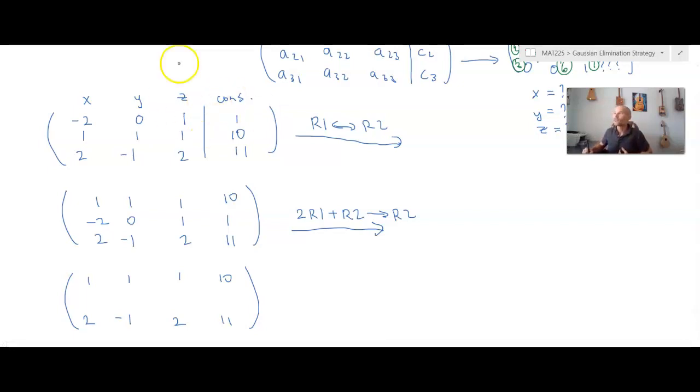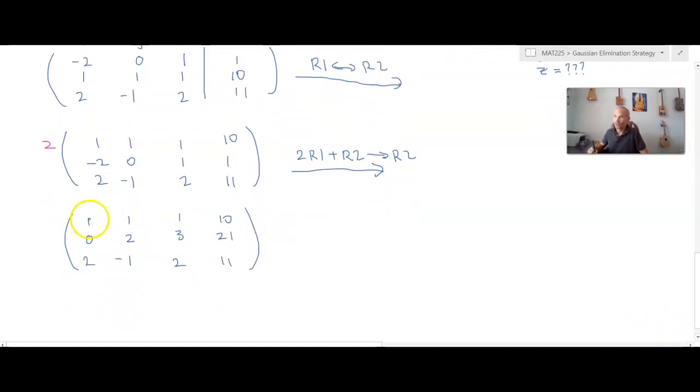So if I take 2 times row 1 and add it to row 2, I'm going to have 2 times 1 added to negative 2 is 0. 2 times 1 added to 0 is 2. 2 times 1 added to 1 is 3. 2 times 10 added to 1 is 21. So far I've achieved the 1, 0 in the first column.